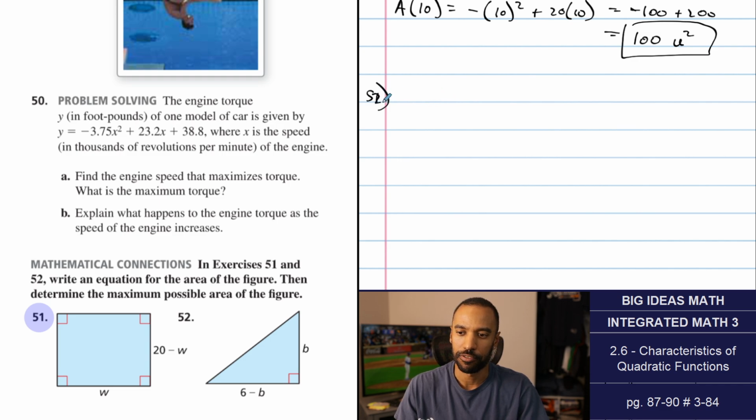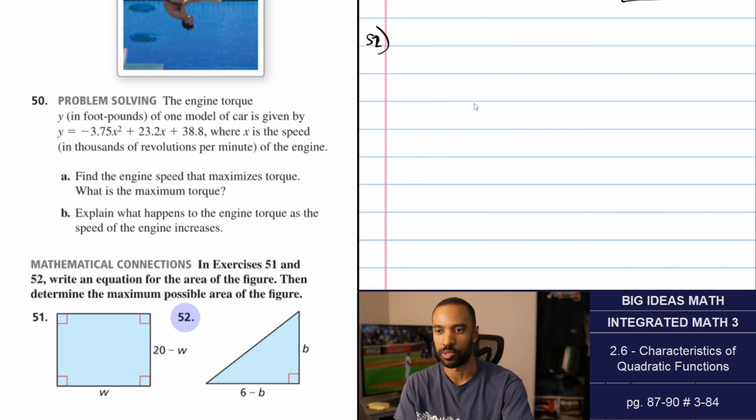All right, let's go to number 52. Same question type, different shape, different parameters. We have a base of b, or whatever you want to call it, and then a 6 minus b to represent, I guess, height.